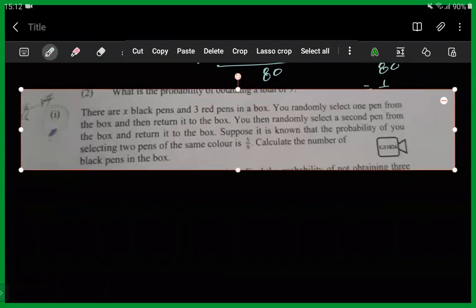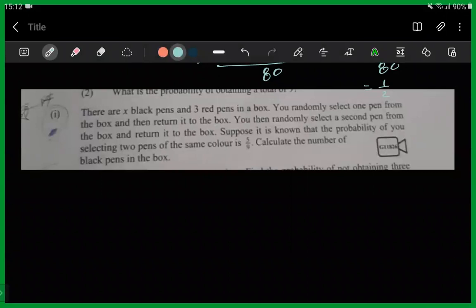We read the question first and then we read it again while writing out what we can write out. It then says here, you randomly select 1 pen from the box and then return it to the box. You then randomly select a second pen from the box and return it to the box. Suppose it is known that the probability of you selecting 2 pens of the same color is 5/9. Calculate the number of pens in the box.